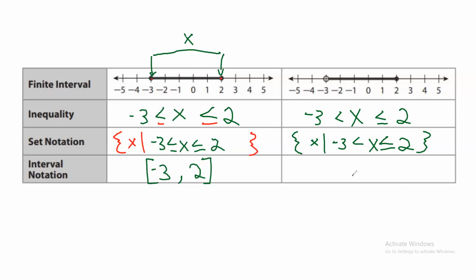Interval notation, put that comma there. What's my low end? -3. What's my high end? 2. Is -3 included or excluded? Excluded, so it's not included. So whenever it's excluded, it's going to be parentheses. 2, included or excluded? Included, so it's going to be bracketed. Okay?